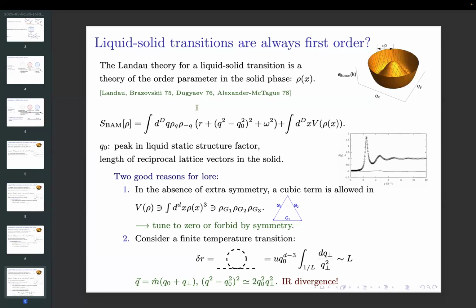That is, it's cut off by the size of the box that you put the system in, and it grows with the system. So you thought you were near the critical point, but the fluctuations of the would-be critical theory drove you away from the critical point. So it's just not possible to sit at the critical point. It's a pretty weird phenomenon, I think. And so that's why people say that such transitions are always weakly first order. And so let me change the question a little bit.